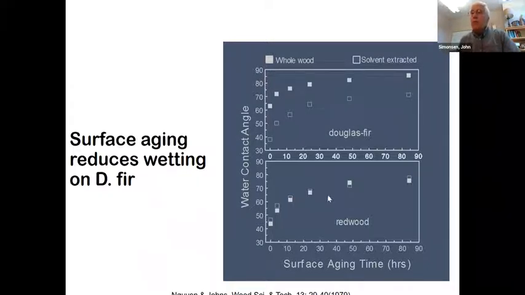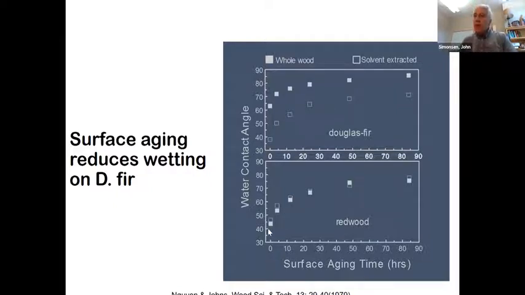Redwood has fewer extractives, and you can see that: this is going up to 80, this is going up to 70, so it has a lower surface energy to start with, and doesn't have the extractives that Douglas fir has. But you can see with both of them, you have a surface aging phenomenon where the contact angle increases with time. Now, it doesn't show it here, but all you have to do to reduce the contact angle back is just sand the surface, because what's going on here is surface aging. It's not the entire piece of wood.